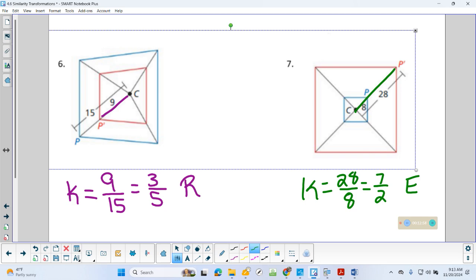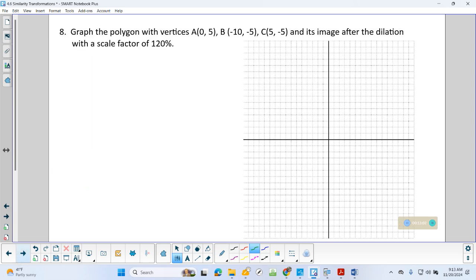Only reason we're doing one more is because, hey, I got fancy and threw a percent in. Get excited. Graph the polygon with those vertices. Okay, let's graph it. And then it says your scale factor. Oh, that's fun. 120%. Okay, we'll get to it.